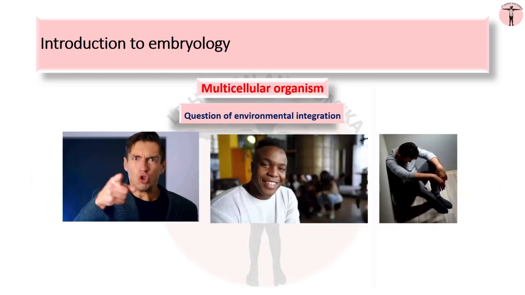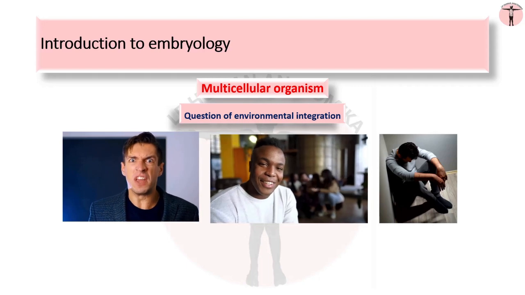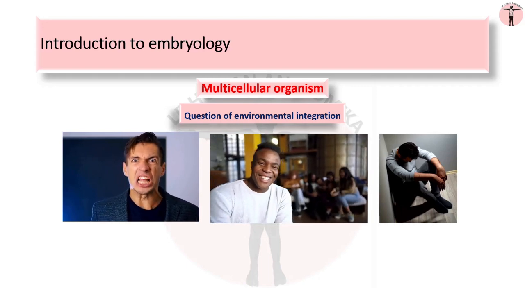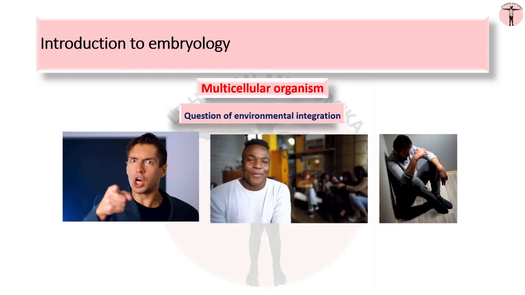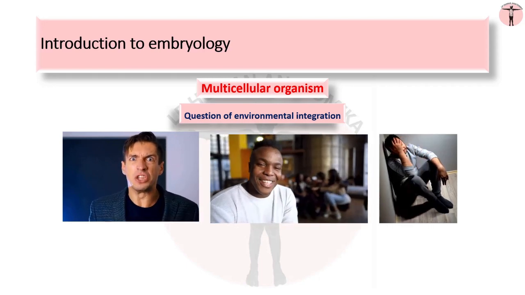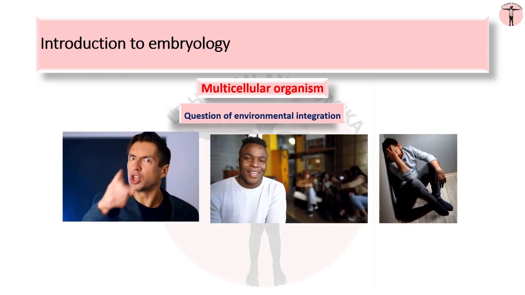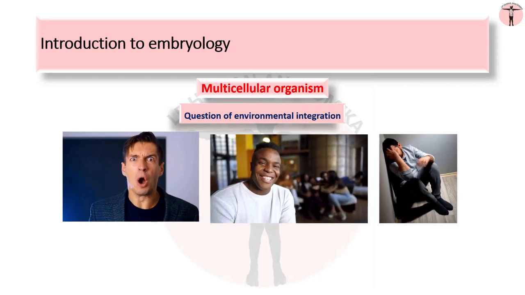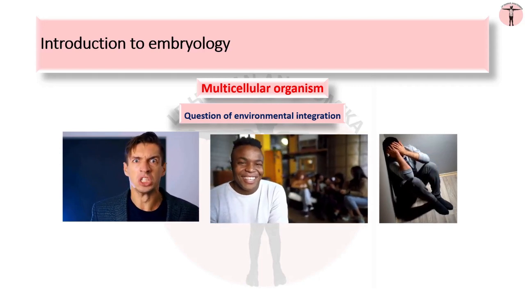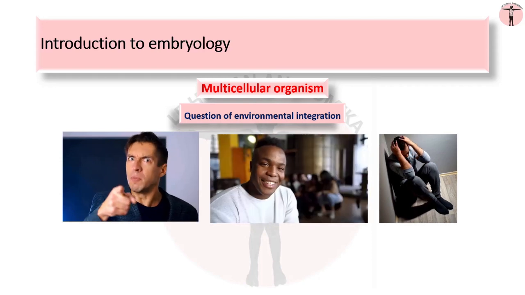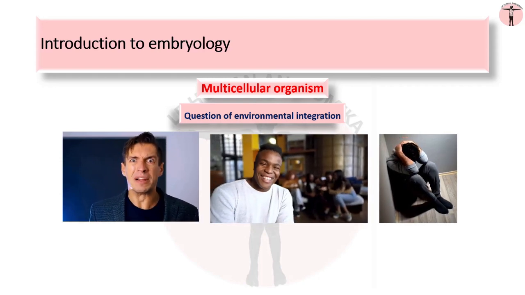Now comes the question of environmental integration. The development of many organisms is influenced by the environment. You would have observed people always being angry or short-tempered, some always, no matter what, are joyful, and some always depressed or worried for every small thing. The people who are sad, depressed, angry can take the help of tools like yoga, meditation, or physical exercise, which can help people overcome their behavior and become joyful in their life.